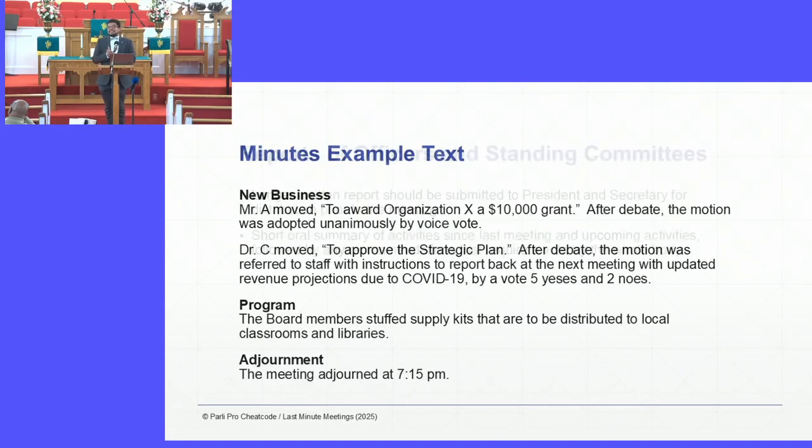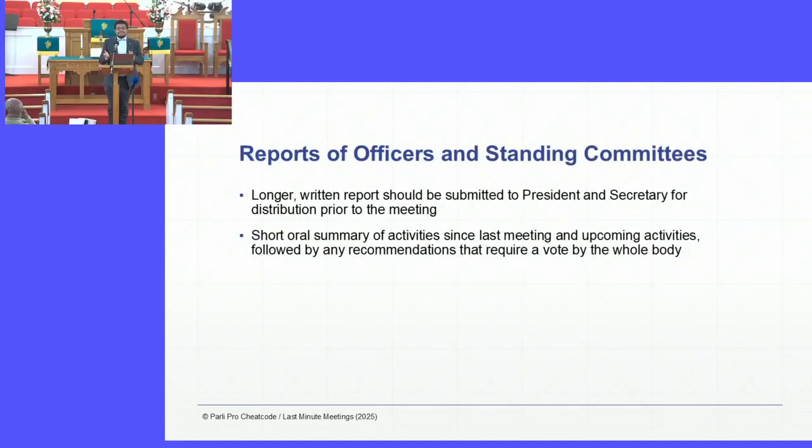Next slide. And so the R in MRS UN is reports of officers, standing committees, board, et cetera. Essentially, when we have reports under Robert's, if a committee is reporting up to a parent body, they are asking the parent body to approve the recommendation because they do not necessarily have the authority to do X, Y, or Z. They're bringing it up at the larger meeting to get approval for the recommendation.